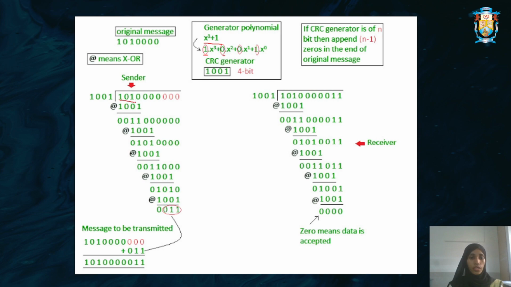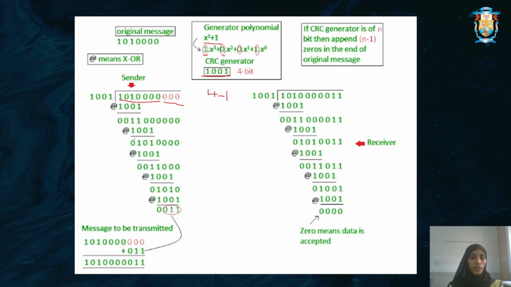These are the original numbers. The number of bits in the divisor is 4, so we take n minus 1, that is 4 minus 1, which is 3. We add 3 zeros here. After that we calculate using the XOR operation: 1 XOR 1 is 0, 0 XOR 0 is 0, 1 XOR 1 is 0, 1 XOR 0 is 1, and 0 XOR 1 is 1. And we bring down the remaining zeros here.